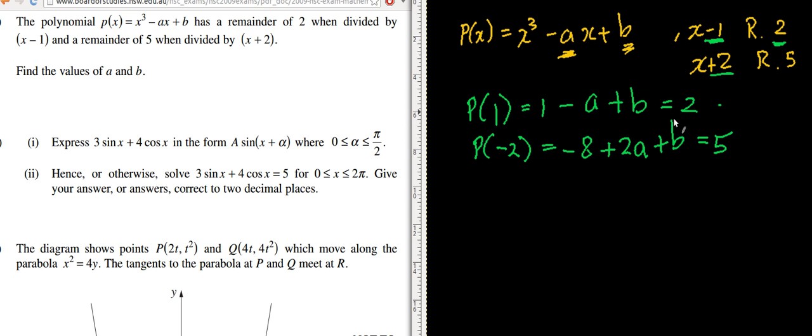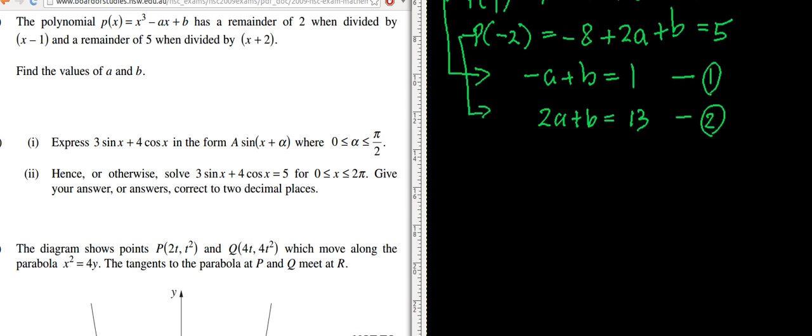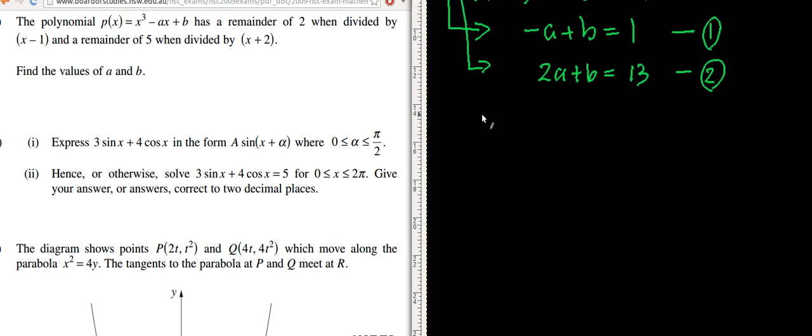Right, so I just need to play around with these two equations, and I can solve this simultaneously. The first one I will end up getting minus a plus b is equal to 1, and with the second one I will end up getting 2a plus b is equal to 13. I'll call these equation 1 and equation 2. Solving this, you should be able to do it considering you're doing 3 unit, but anyway, I'll go 2 minus 1.